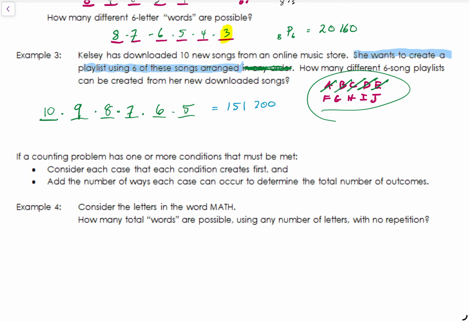But this is a permutation. We're only taking a subset of the total elements, and we're going to arrange them in an order. So from 10 elements, I'm going to pick and place 6 of them, 10P6. And if I calculate 10P6, it is 151,200.